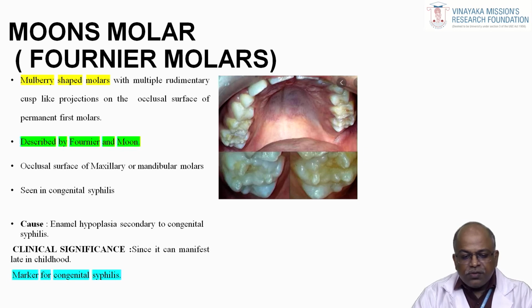They are seen on the occlusal surface of the maxillary or mandibular molars, usually in patients affected by congenital syphilis. The main cause is supposed to be enamel hypoplasia secondary to congenital syphilis. The clinical significance of Moon's molar is that it can manifest late in childhood. It is a marker for congenital syphilis.